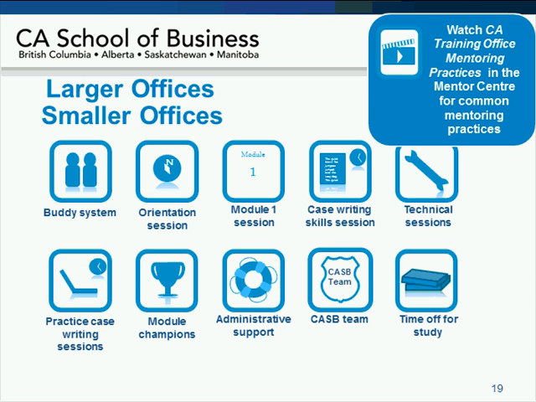Offices with fewer students and fewer staff members to support those students may not have enough resources to implement overly complex mentoring programs. So many smaller offices typically select 2 or 3 basic mentoring activities to focus on. Most commonly, what we see is a buddy system, which would provide students with some focused one-on-one support, and practice case writing sessions, which would provide students with some additional opportunities to practice their case writing skills, and they'd also be receiving some directed feedback on the cases they've written.